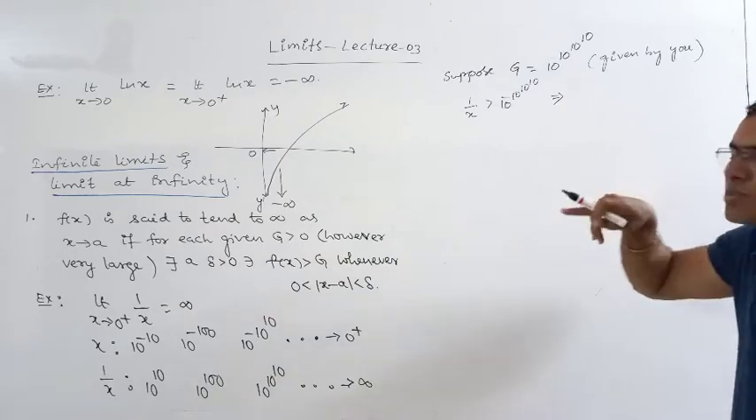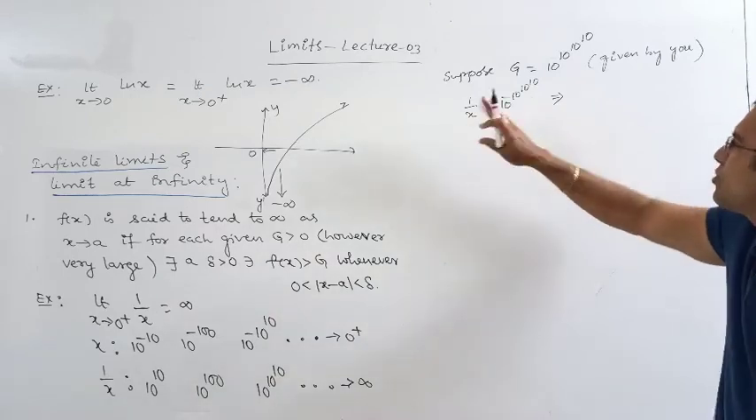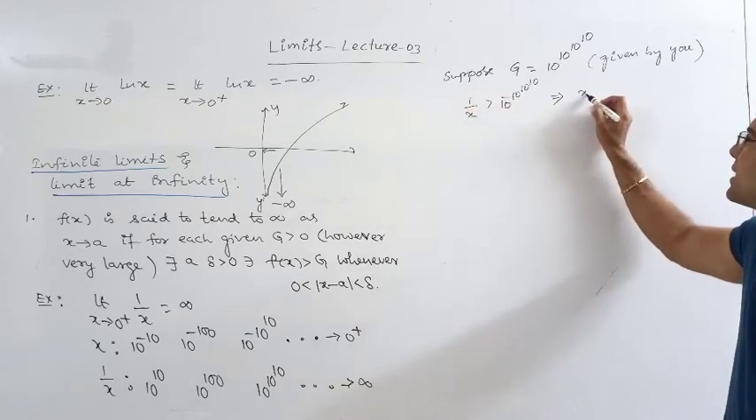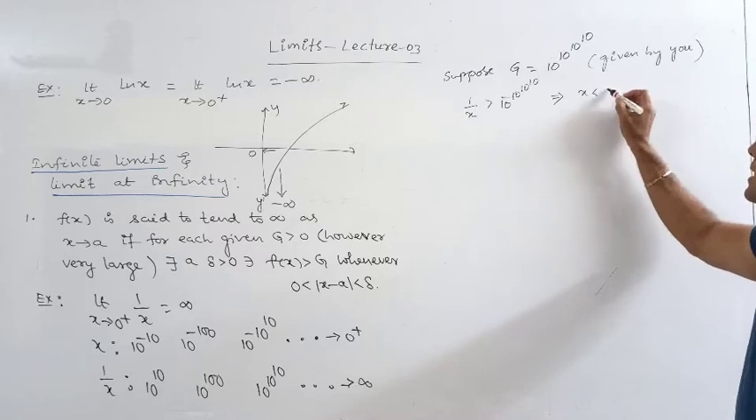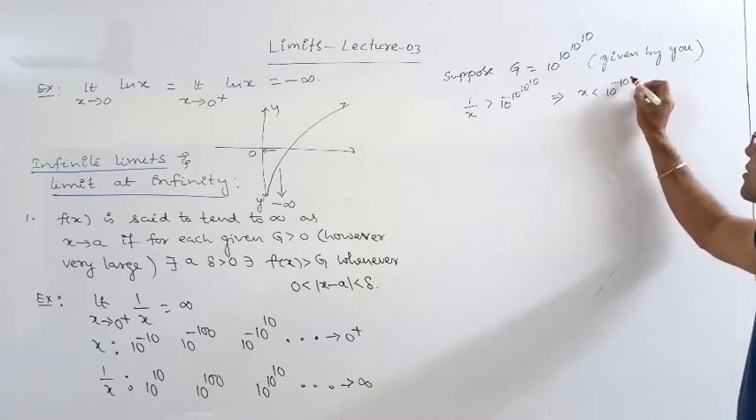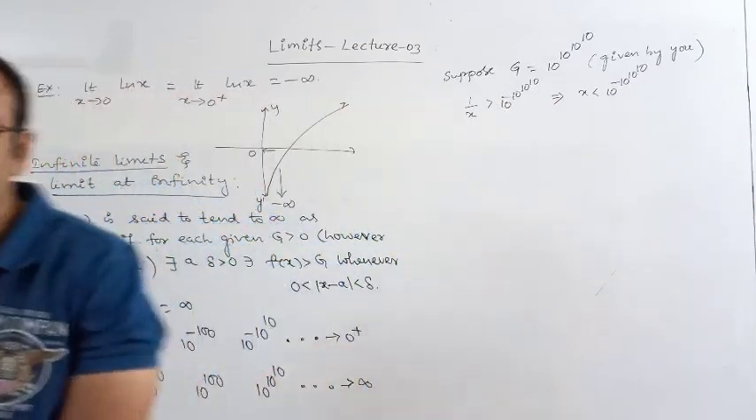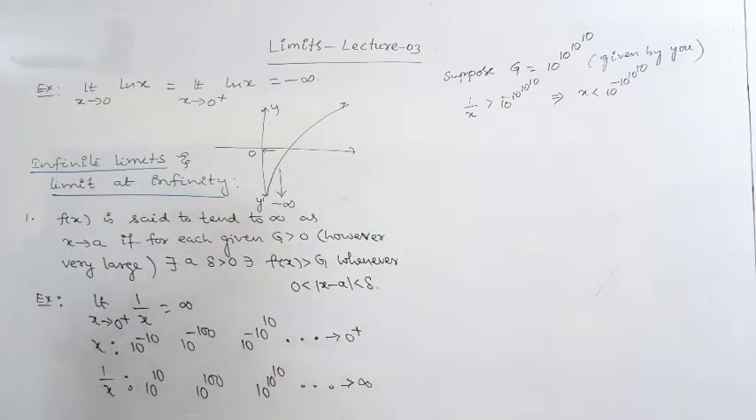Anyway, x is positive. So you just send this number to this side, and then you will get x is less than 10 to the power of minus 10 to the power of 10 to the power of 10. Alright, you got my point.